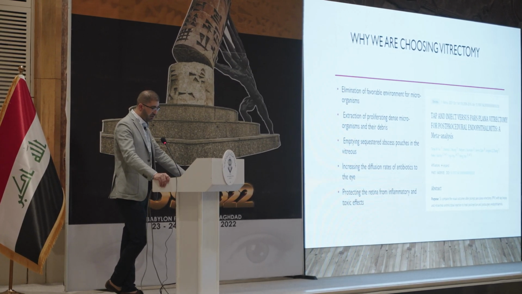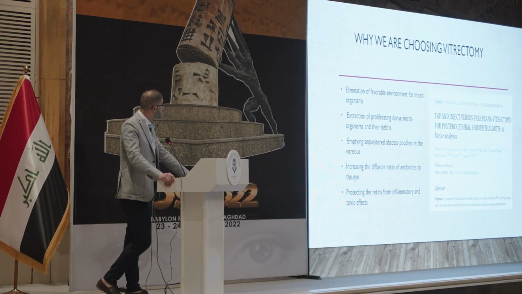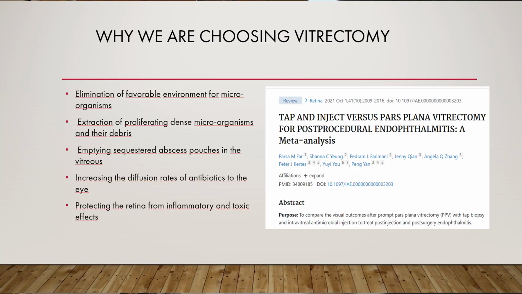We can talk about antibiotic therapy for more time, but our topic is surgical management. So my first choice in endophthalmitis is doing vitrectomy. Why are we choosing vitrectomy? Elimination of the favorable environment for microorganisms, extraction of proliferating dense microorganisms, emptying sequestrated abscess pockets in the vitreous, increasing the diffusion rate of antibiotics, and protecting the retina from the inflammatory and toxic effect.